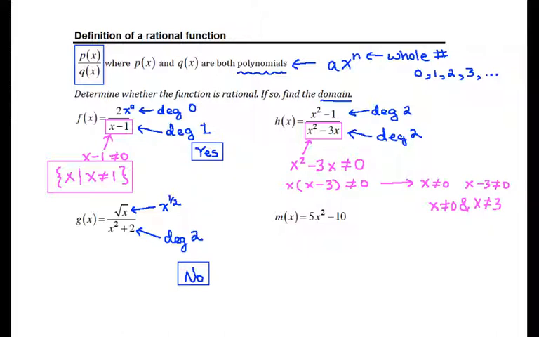I'm going to change that "and" to an ampersand here to make it a little more clear. And I can put set builder notation on this, saying this is the set of all x such that x is not equal to 0 and x is not equal to 3.